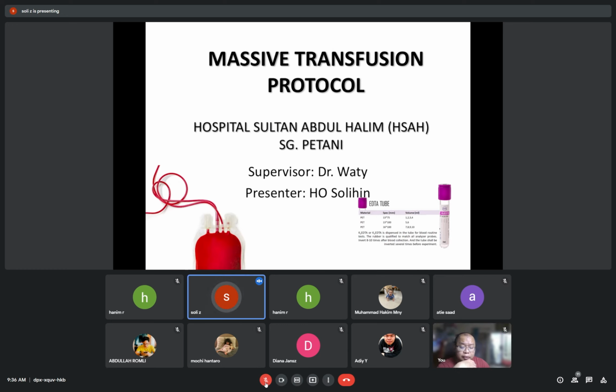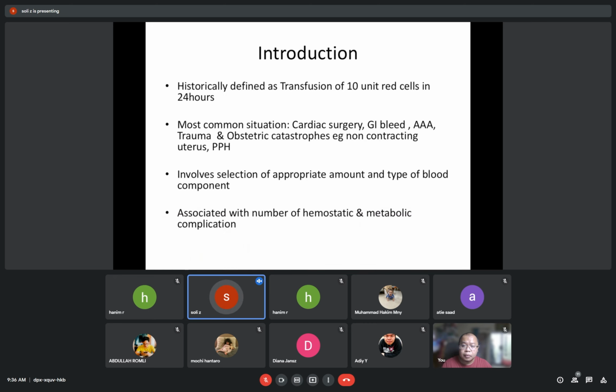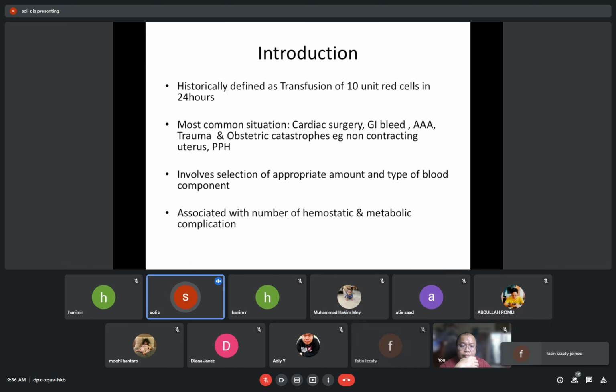Alright, so I present Solihin, supervised by Dr. Wati. We'll be presenting the topic of massive transfusion protocol in HSAH. MTP is defined as transfusion of 10 units of red cells in 24 hours, most commonly in situations such as cardiac surgery, GI bleed, triple A leaking or rupture, trauma cases or obstetric catastrophe, like non-cardiac theaters or postpartum hemorrhage. But we don't really see cardiac surgery in HSAH, there is no cardiothoracic department here.